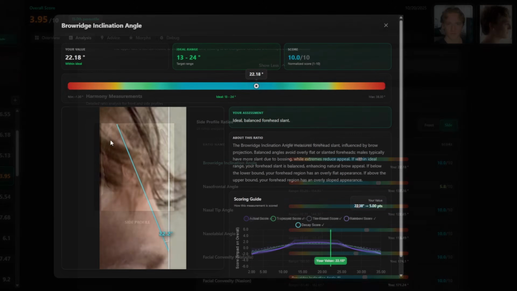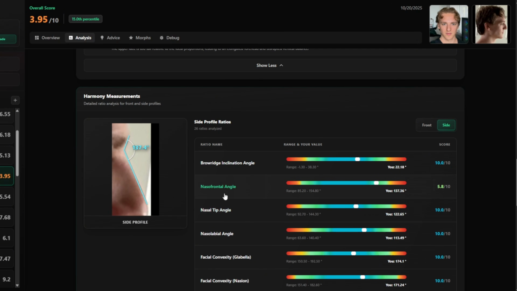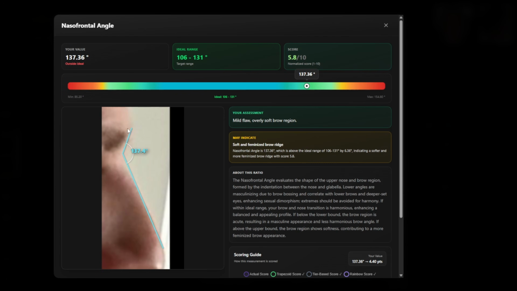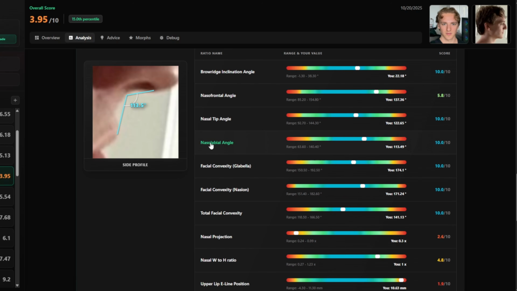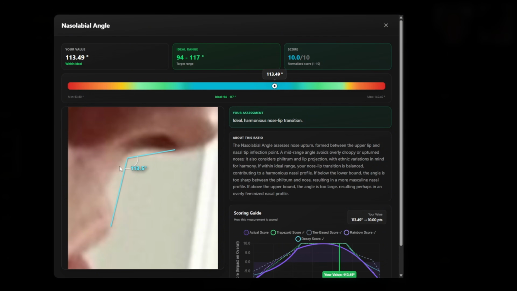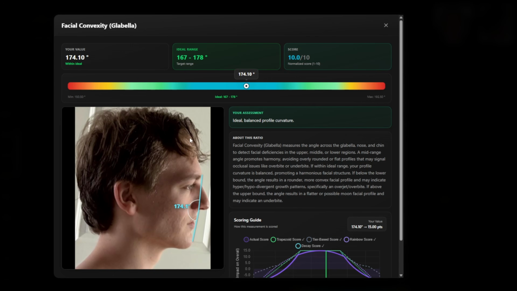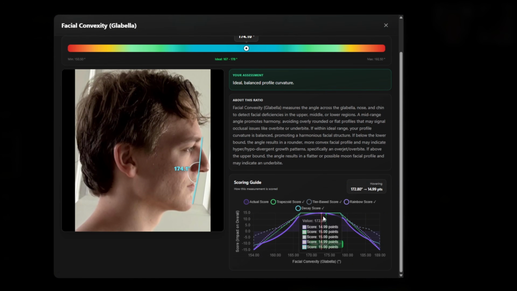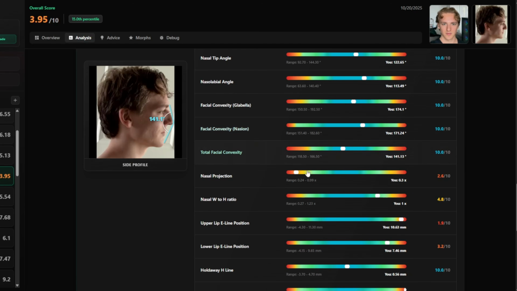The brow ridge, you can see that the top of his forehead is a bit sloped back, but while the inclination of his forehead is good, I do think this is probably not the most ideal forehead shape, but it's such a minor thing, I'm nitpicking, to be honest. Nasofrontal angle is a bit on the higher side. Nasolabial angle looks pretty decent, although I maybe could have mapped this better, but irrespective, I think this would have been ideal. So no comment there. Facial convexity looks good. It's definitely on the more flat side, but it's still ideal. There's nothing wrong with his facial convexity. Total facial convexity, exact same thing.